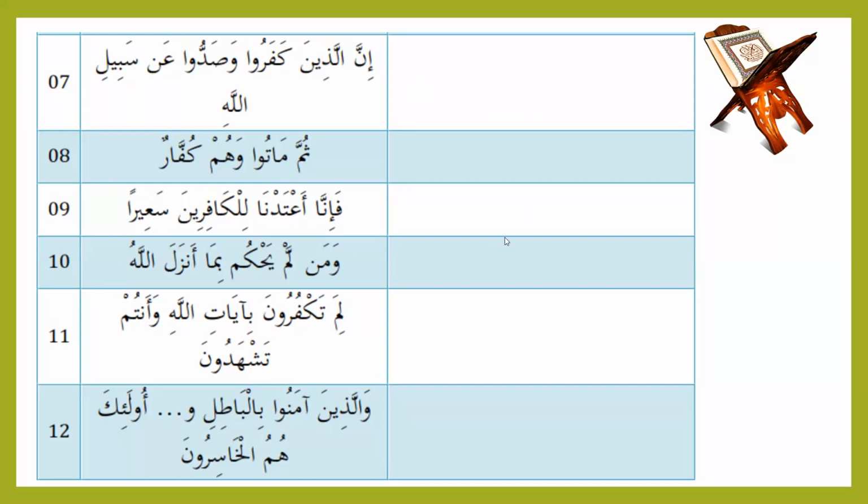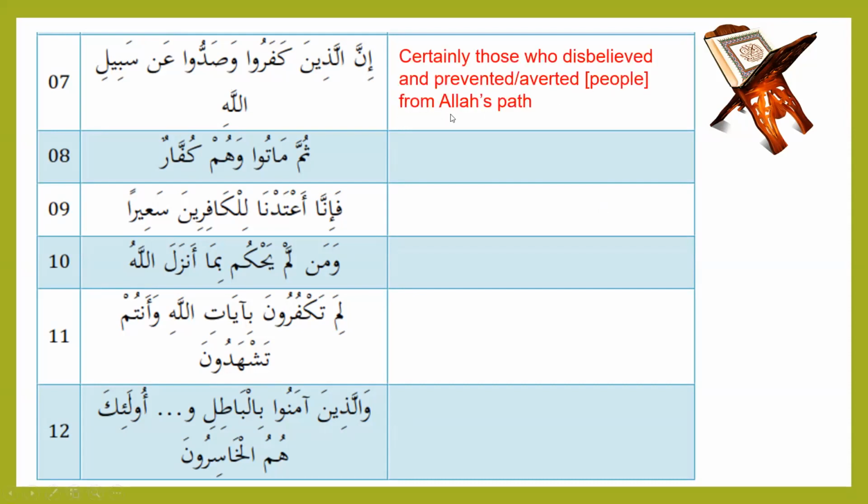Alladhina kafaru wa saddu an sabilillah. Certainly those who disbelieve and prevent. Certainly those who disbelieved and prevented or averted people from Allah's path, from the path of Allah subhanahu wa ta'ala.